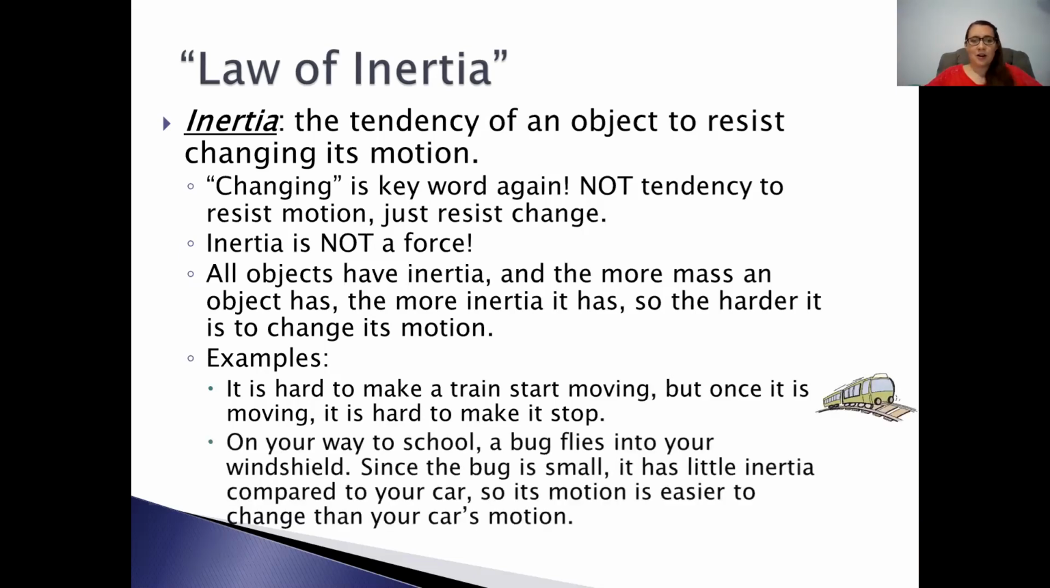So another example: on your way to school, a bug flies into your windshield. And this happens a lot in Florida. We get a lot of bugs. Since the bug is smaller than your car, with less mass, it has less inertia than your car, and so its motion is easier to change than your car's motion. So the bug will more likely splat on your windshield than make your car come to a screeching halt. Right? Your car has more inertia, more of a tendency to resist changing its motion than the bug does, unfortunately for the bug.